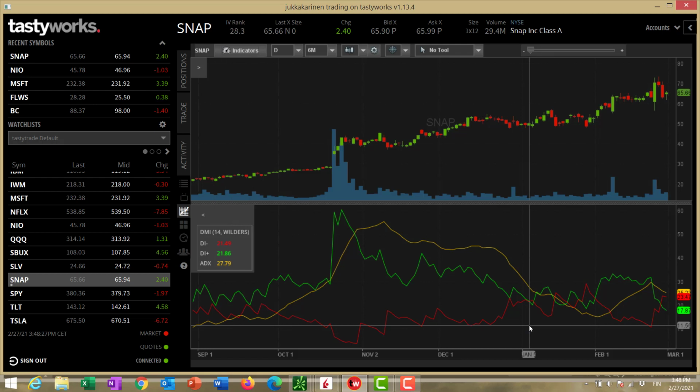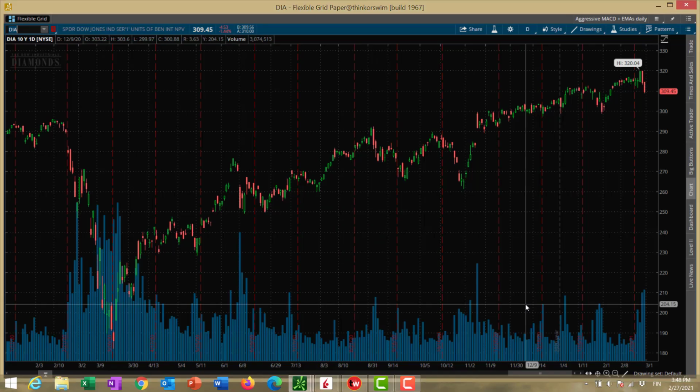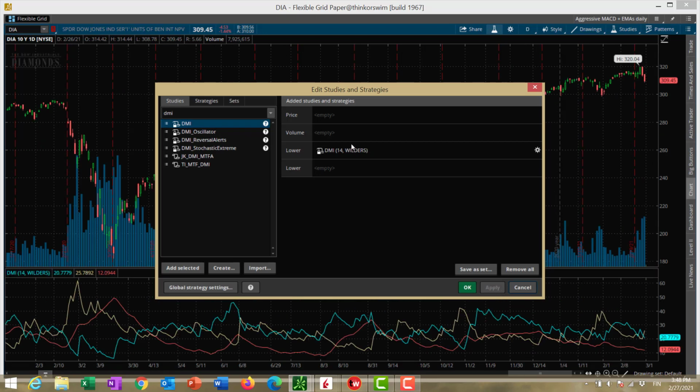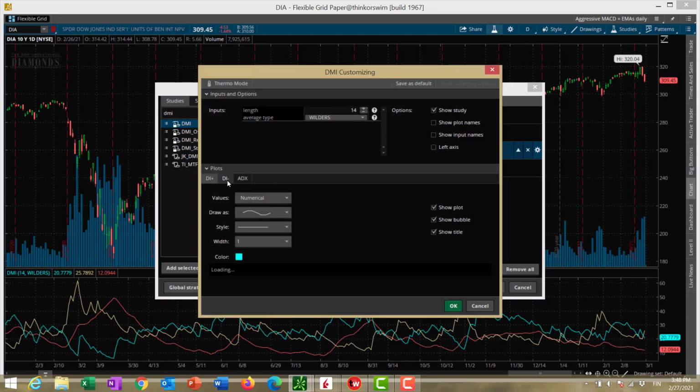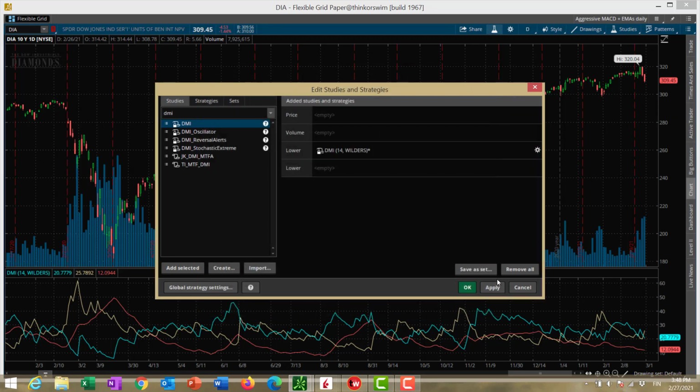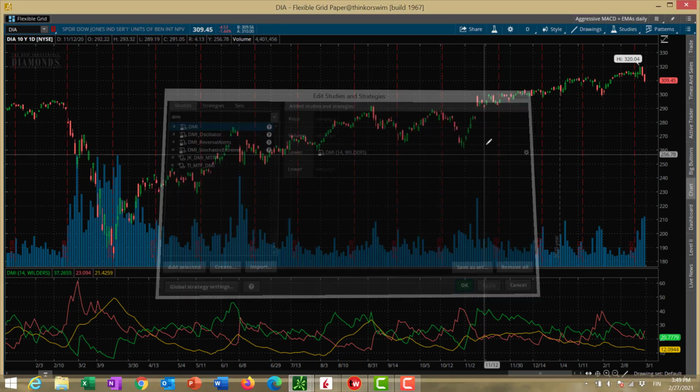Okay, I'll explain this in a moment. The next thing is thinkorswim. So if you use TOS, probably DMI is the one to use here. Yeah, it is. And the colors would be DMI plus for me is green, DMI minus for me is red, and the ADX for me is yellow. So just add DMI and that will be it.